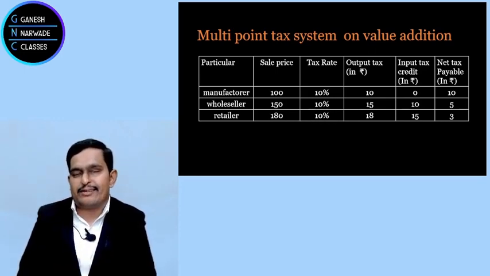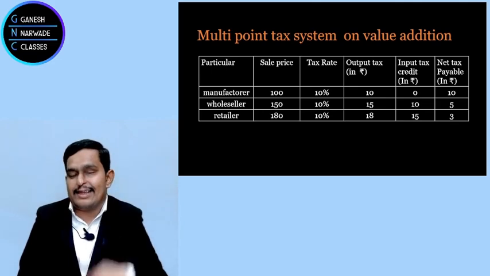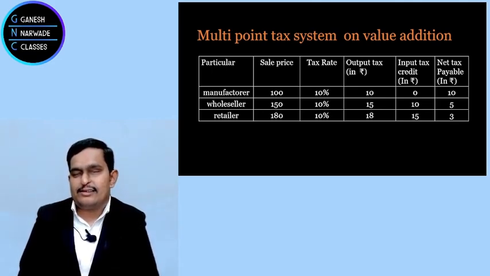Let's understand with numbers. So here I have put so many columns, so you should not get confused. One is sale price, second is tax rate, which is common till now. Then I said output tax. That means on the sale value, whatever tax is calculated, like 100 into 10%, 10 rupees, this is output tax. Now, whatever tax paid at the earlier stage, that is called input tax, and that is given as credit by the government.